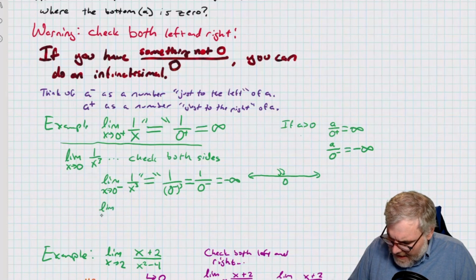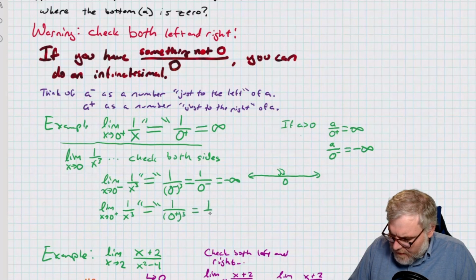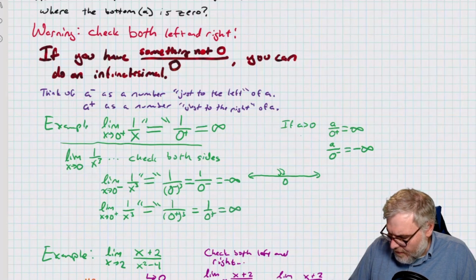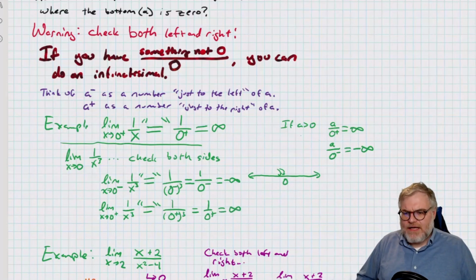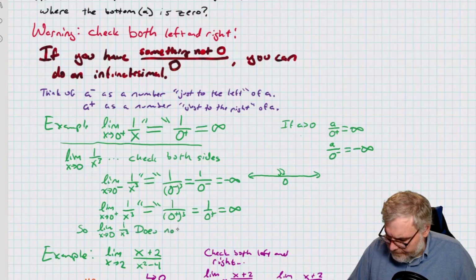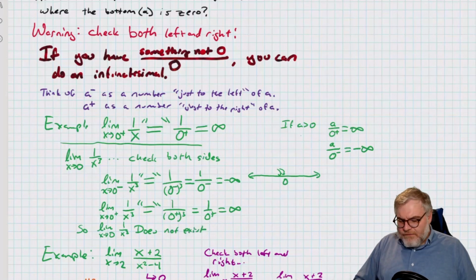Now, the limit as x goes to 0 from the right of 1 over x cubed equals 1 over 0 plus cubed, which equals, I cube a small positive number, I get another small positive number. And I'm going to get 1 over 0 plus, which equals infinity. So the limit as x goes to 0 of 1 over x cubed does not exist. And that's a perfectly good way to do this.